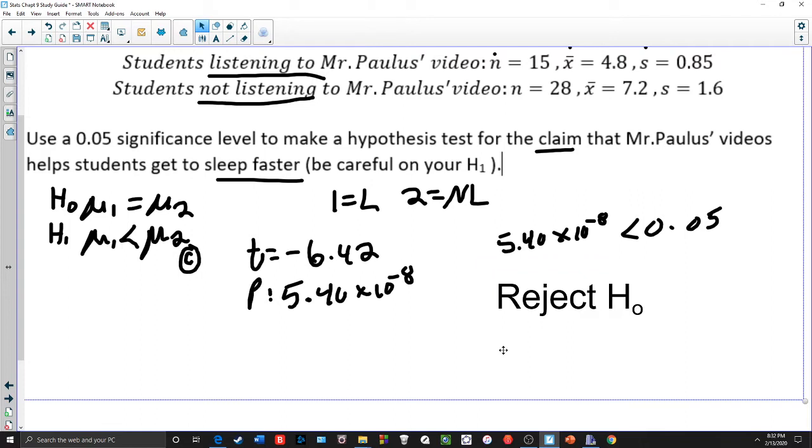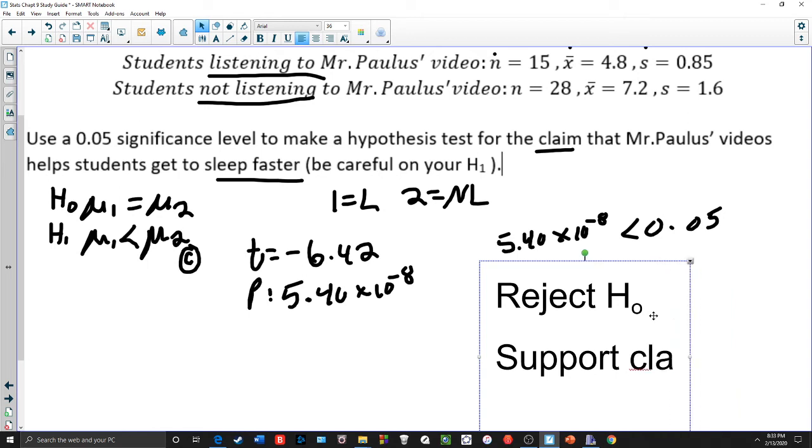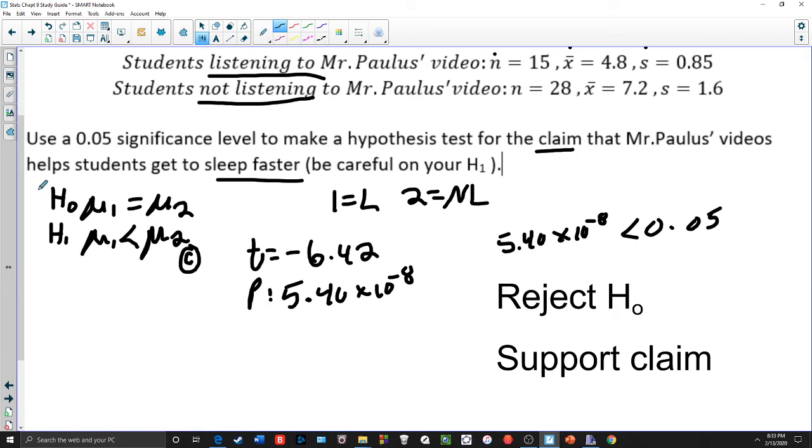So that means that if we reject H0, whoops, there we go. If we reject H0, that means that we are going to support the claim, because that means that we have rejected H0, so we're going to go with the assumption or the suggestion of H1 as the more likely occurrence. So same problem as before, just the information was given to us a little bit differently. Again, no matter how the information is given to you, as long as you can identify where it's at, you can use it in your testing.